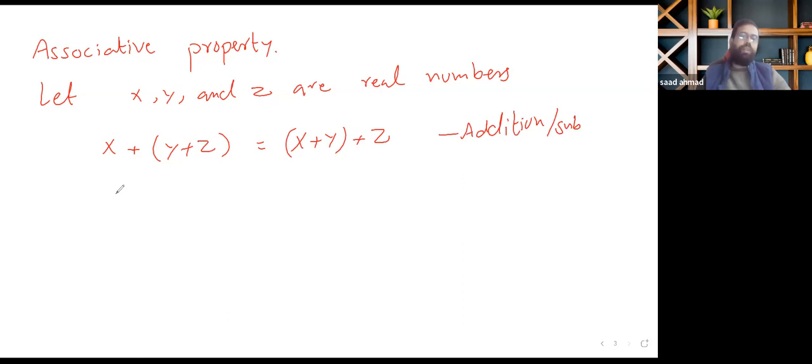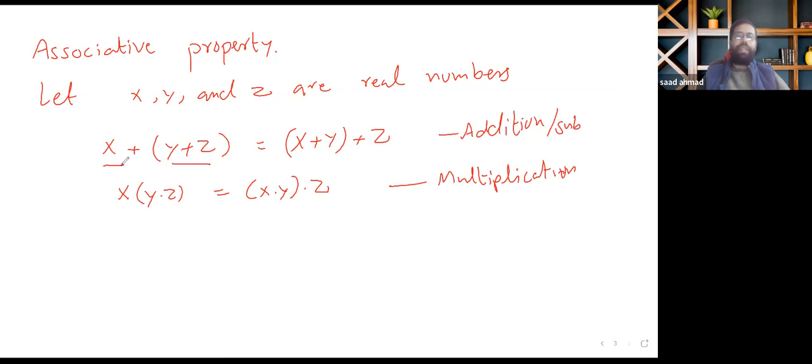And then there is another one, which is for multiplication, like x times y times z is the same as x times y times z. It means either you multiply, also like, let's talk about the addition one. In addition, it means if you add y and z first and then add x, it will give you the same answer as if you add x and y first and then add z. So you can add in any way. So this property is called the associative property.